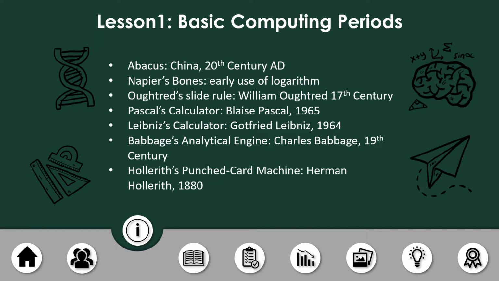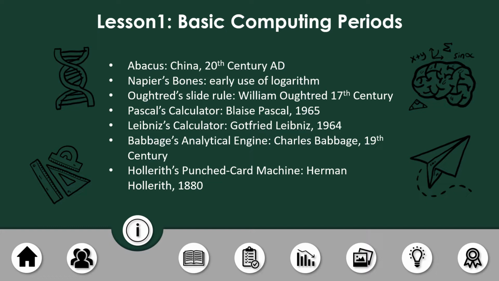All these tools are used for basic computing. And this aided the past humans to work with large computations, large additions, subtractions, multiplications, and divisions. Then we have the Babbage's analytical engine. It was developed by Charles Babbage in the 19th century. And for the last one, we have the Hollerith's punch card machine. It was developed by Herman Hollerith in the year 1880.